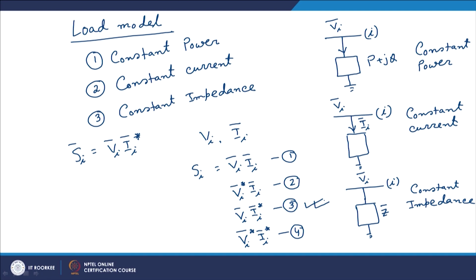What is the reason? Why don't we choose options 1, 2 and 4? We need to recollect, or rather understand it, because this is the central expression which we would be using throughout the course. In fact, for any power system analysis, this is the starting point of defining the complex power, that Si is equal to V into I star. So, we need to understand in a little more detail why we take V into I star.